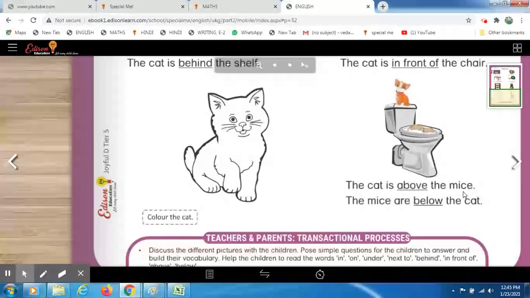You have to read two sentences loudly, okay, to improve your reading. So where is the cat? The cat is above the mice. Cat कहाँ है? mice से above है, ऊपर है.